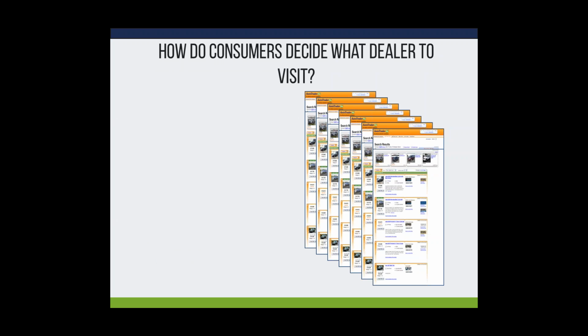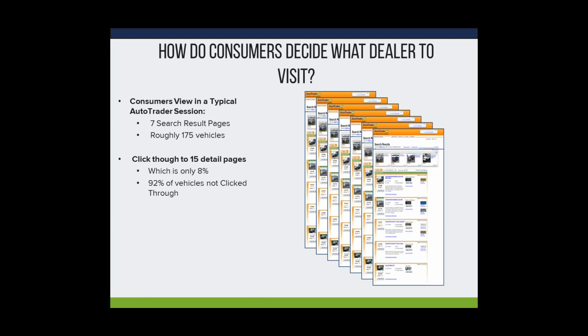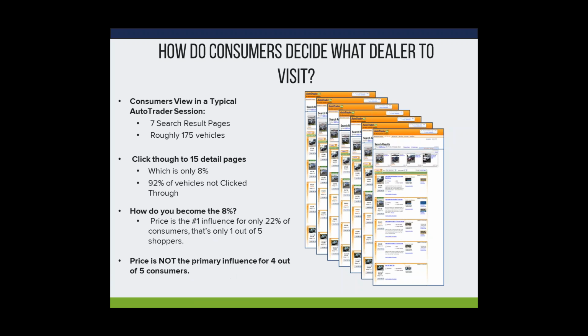And like most dealers, we advertise on third-party sites. We conducted a study with Hendrick Automotive Group customers where we sat in the room and watched them search on AutoTrader. And here's what we found. In a typical search session, the consumer will search about 7 results pages, and that's roughly about 175 vehicles. And in that same session, they'll click on about 13, 14, 15 different detailed pages. That's only 8% of the vehicles that they looked at. So 92% of the vehicles are not clicked through. So how do you become part of that 8%?